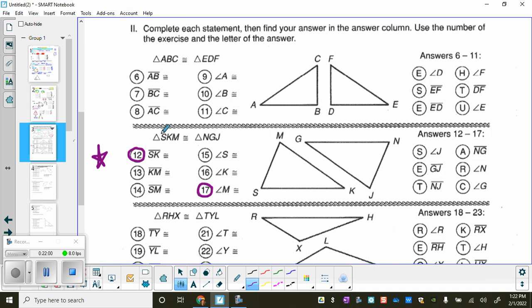All right, so for this one right here, we're seeing that SKM is congruent to NGJ. So S and N should be in the same spot. So if this is S, it's the same as this N right here. K in red is the same as G in red right there in the middle. And then M is last and so is J. So M and J are the same thing that go together. So for the first one, it wants to know what side matches up with SK. If I look at my similarity statement, SK is NG.